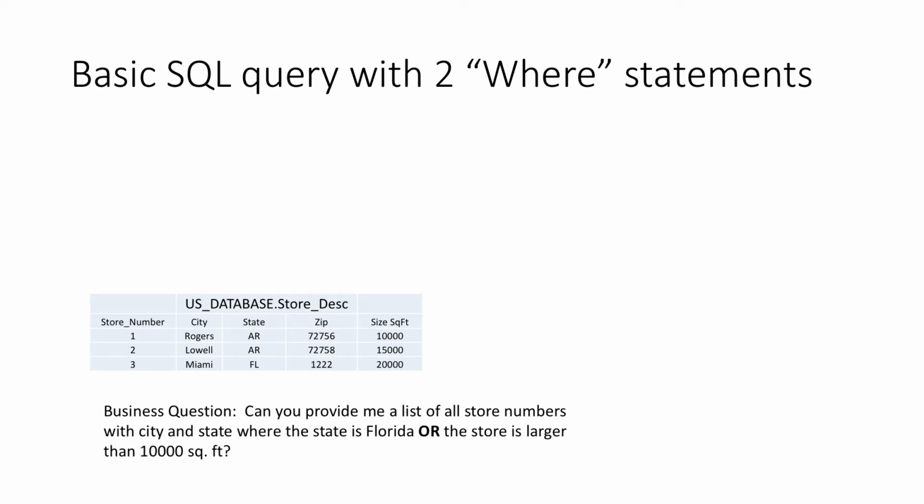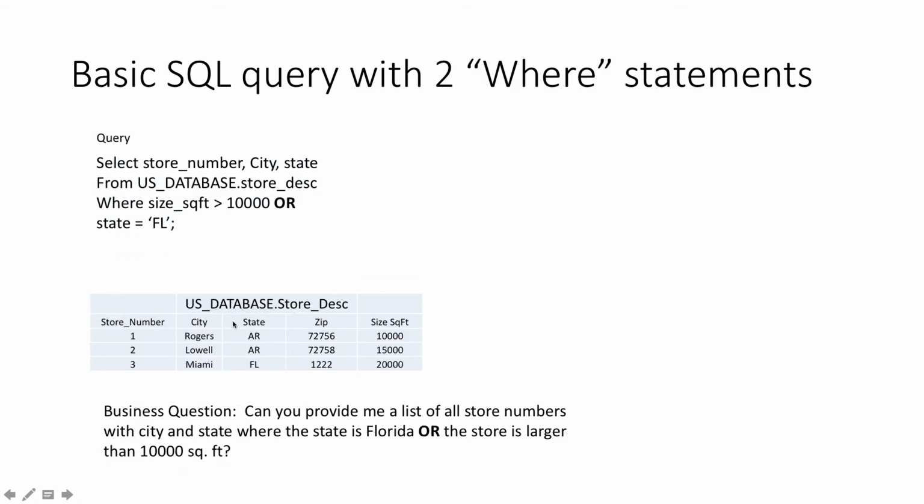We have another question. Can you provide me a list of all store numbers with city and state where the state is Florida or the store is larger than 10,000 square feet? And that's from this example data set. Okay, select store number, city, state from our database table where size square feet greater than 10,000 or state is Florida. In our results set, we get two stores.